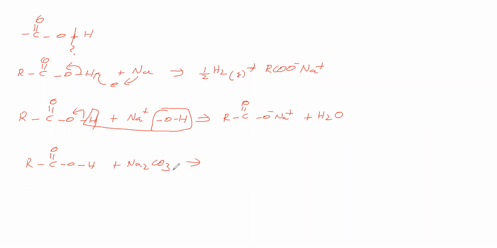Which acids come in that category? Carboxylic acids come in that category, and mineral acids. Mineral acids in the sense HCl, H2SO4, HNO3, perchloric acid, and HCl, HBr, HI. So when a carboxylic acid is added into this, the carbonate will give carbon dioxide.